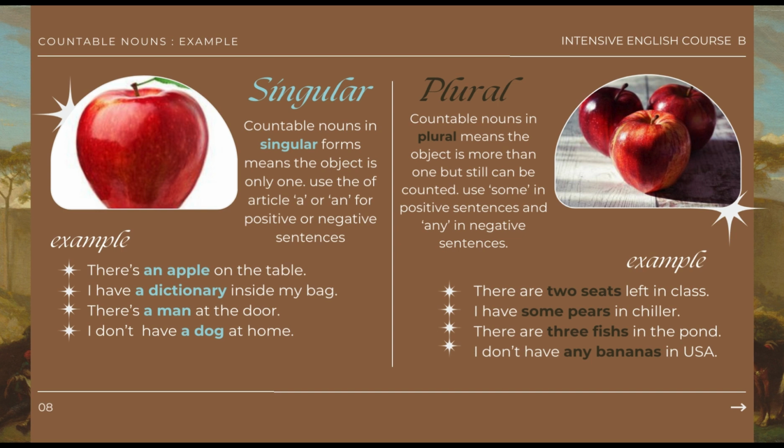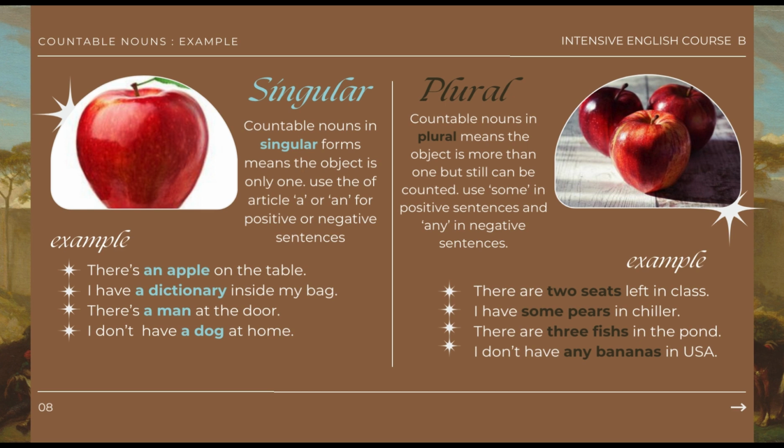Remember, as I said, the plural forms of the countable nouns usually use some in positive sentences and any in negative sentences, but we can also use the number for the objects. For example, if you have 3 fish, you can just say there are 3 fish.